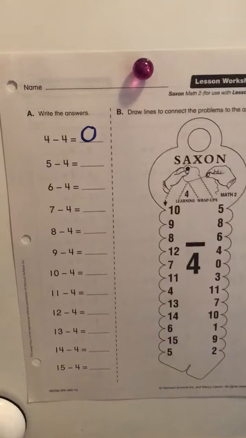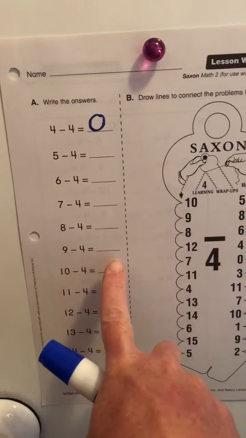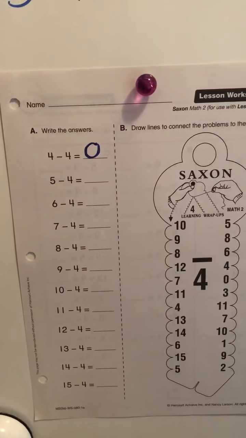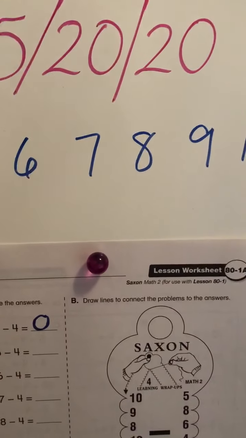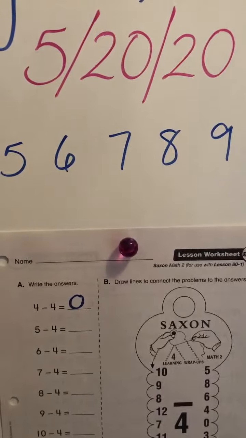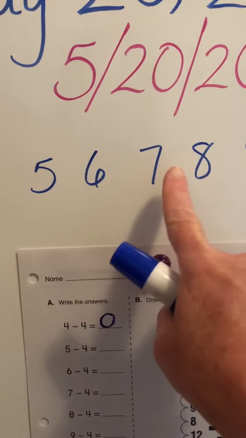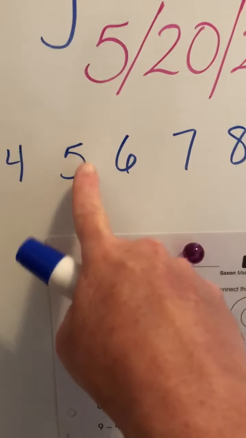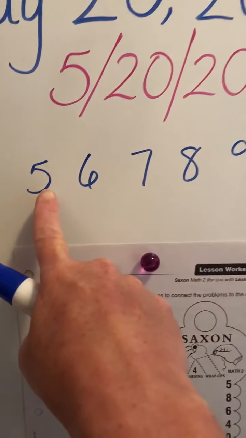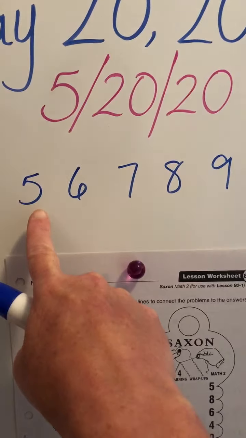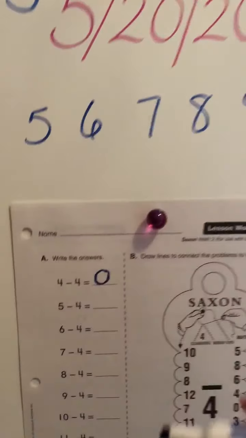Okay, let's skip a little bit down here. We're going to do 9. What is 9 minus 4? Okay, let's go to our 9. We're going to count back 4. Ready? 8, 7, 6, 5. Okay, 9 minus 4 equals 5.